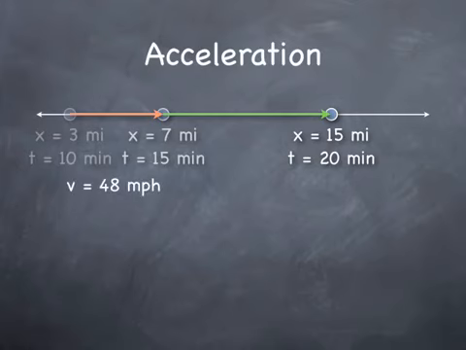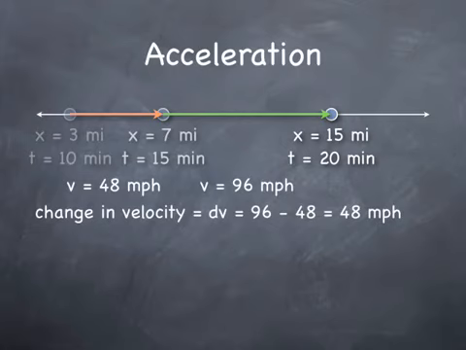The average velocity of the initial leg of our journey, the orange arrow, is 48 miles per hour, as we just calculated. The average velocity of the second leg of our journey, the green arrow, is 96 miles per hour. I know this because in the first leg we went 4 miles in 5 minutes, and in the second leg we went 8 miles in 5 minutes, so we're going twice as fast. The change in velocity, dv, or the difference in v, is 96 minus 48, which is 48 miles per hour. That means we accelerated 48 miles per hour since the first leg of the journey.